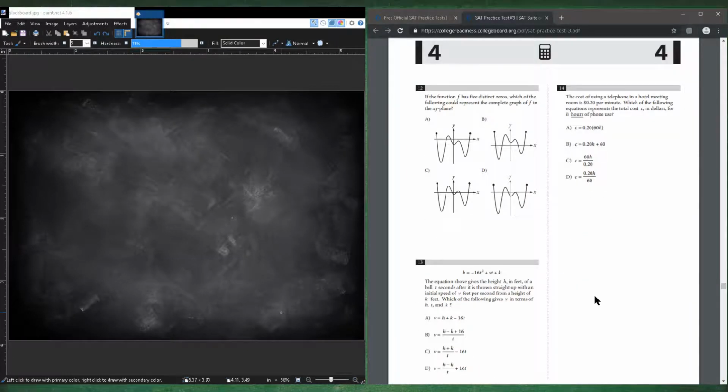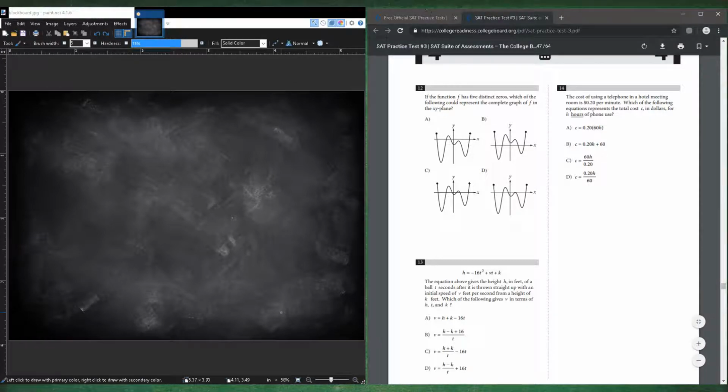Both were pretty easy. If a function has 5 distinct zeros, which of the following could represent the graph of f in the xy-plane? If it has 5 distinct zeros, that means the graph must cross the x-axis 5 times. Let's count. A is 1, 2, 3, 4, so that's wrong. B is 1, 2, 3, 4, which is also wrong. C is 1, 2, 3, 4, 5, 6, which is wrong. And D is 1, 2, 3, 4, 5, which is right. So the answer is D.